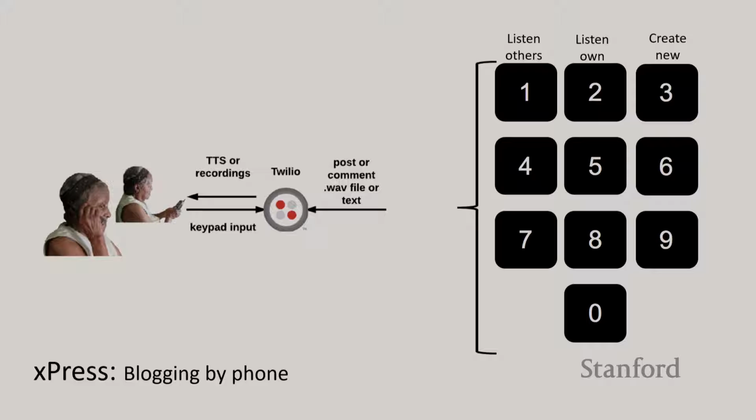If they press 1, they can listen to others' posts and comments. If they press 2, they can listen to their own posts and comments. And then if they press 3, they can record a new post. And so they're interacting here, and I put up here the image of the keypad.